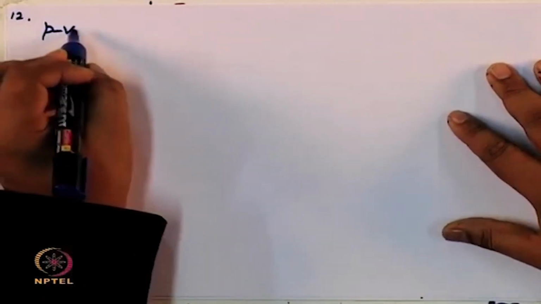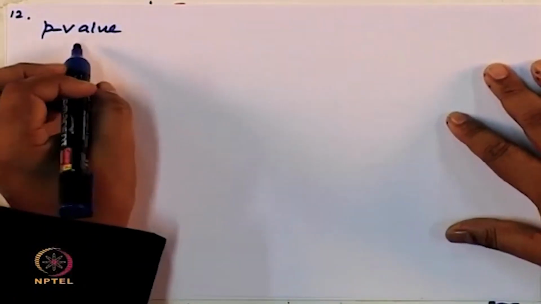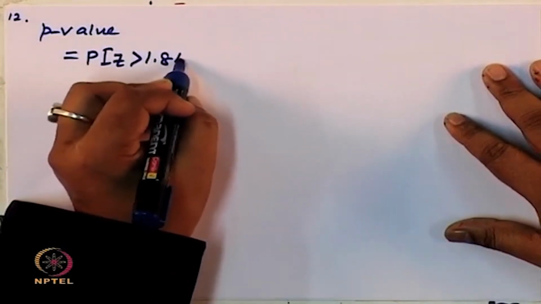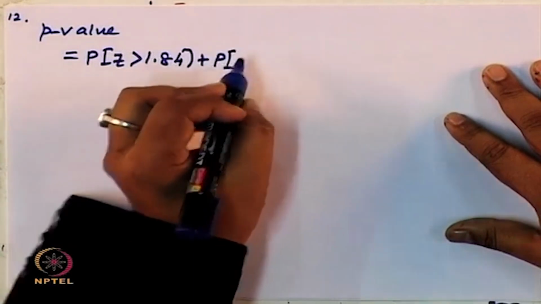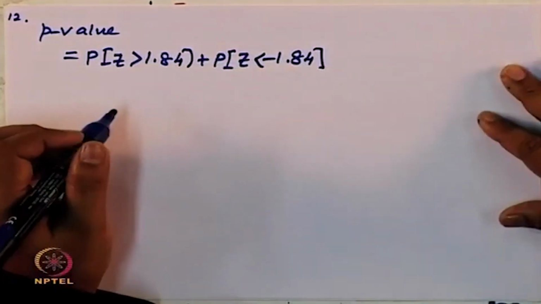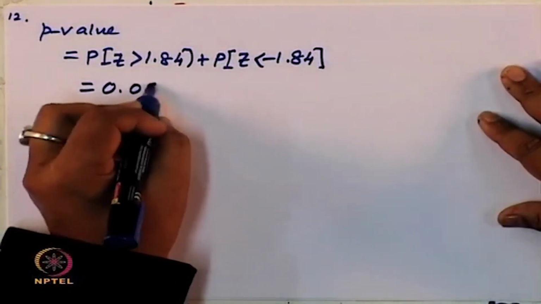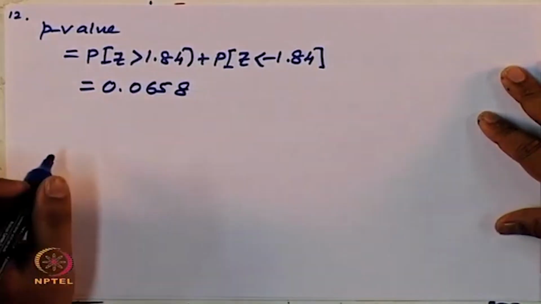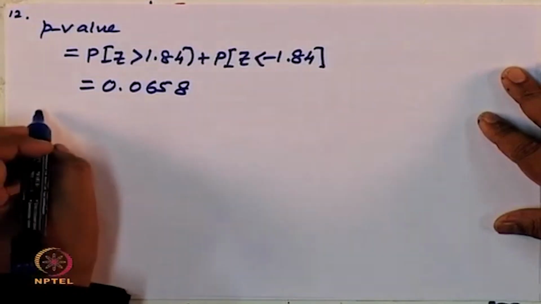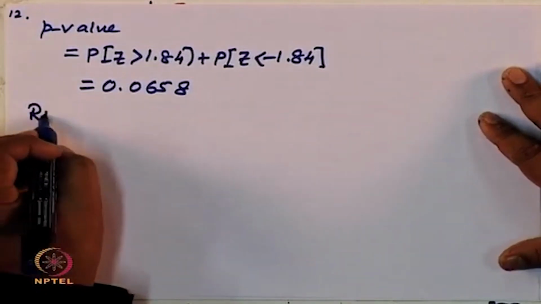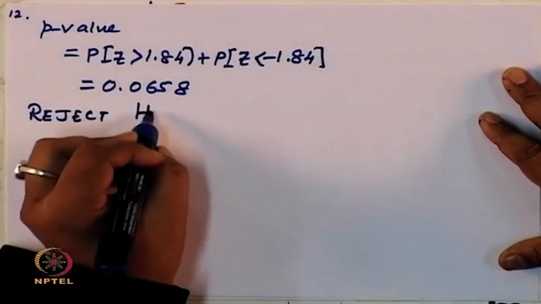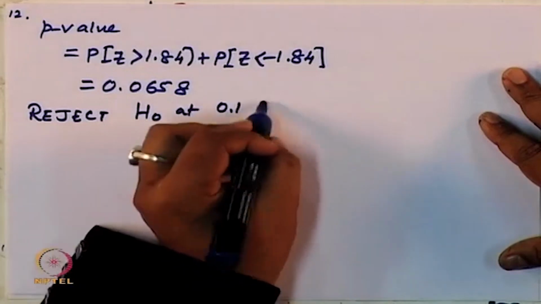Okay. The p value turns out to be probability of z is greater than 1.84 plus probability z is less than minus 1.84. Okay. And this you get a value of 0.0658. Okay. So, what you see is it is possible to reject H naught at 0.1 level of significance.